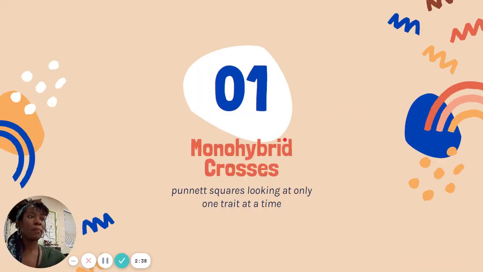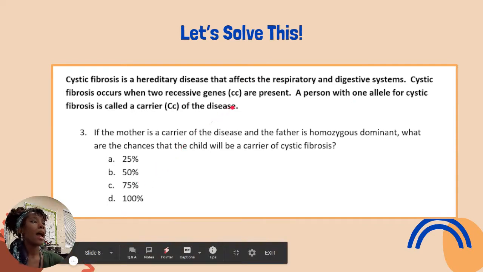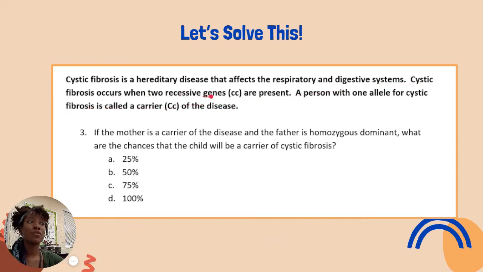Okay, so just reviewing monohybrid crosses, let's do some word problems. Cystic fibrosis is a hereditary disease that affects the respiratory and digestive systems. Cystic fibrosis occurs when 2 recessive genes, little c, are present. A person with 1 allele for cystic fibrosis is called a carrier, big C, little c, of the disease. If the mother is a carrier of the disease and the father is homozygous dominant, what are the chances that the child will be a carrier of cystic fibrosis?